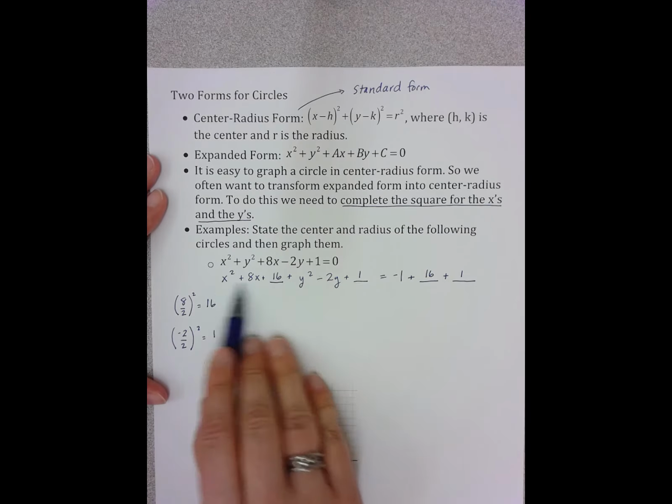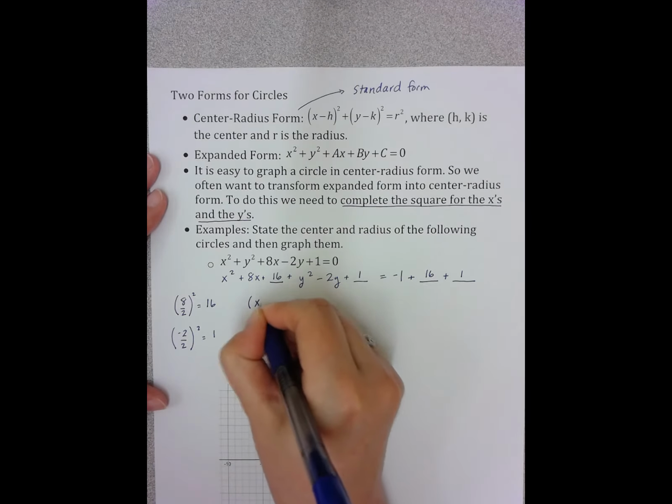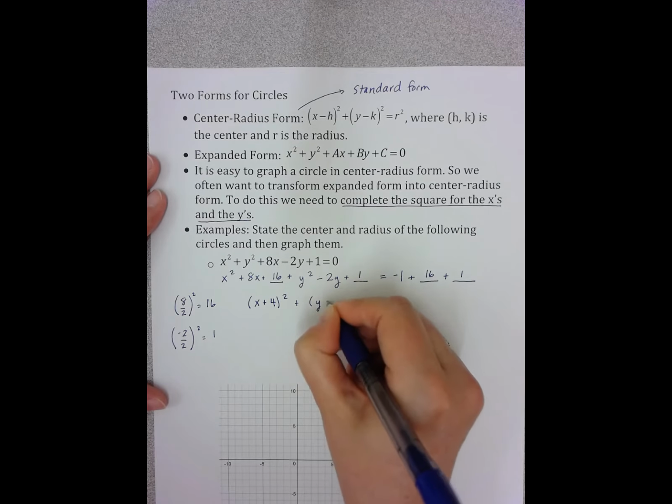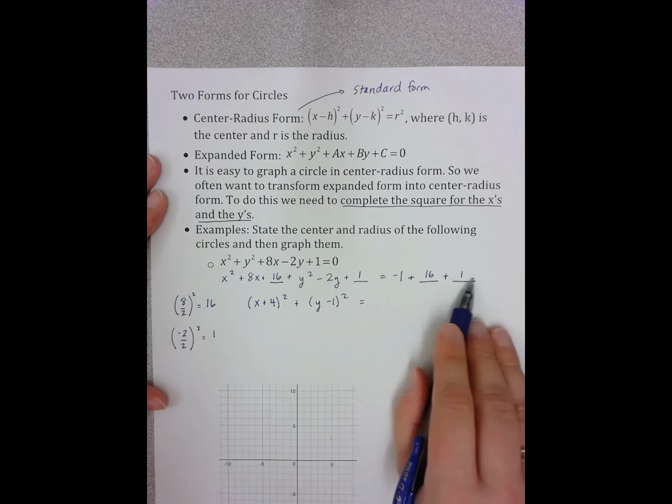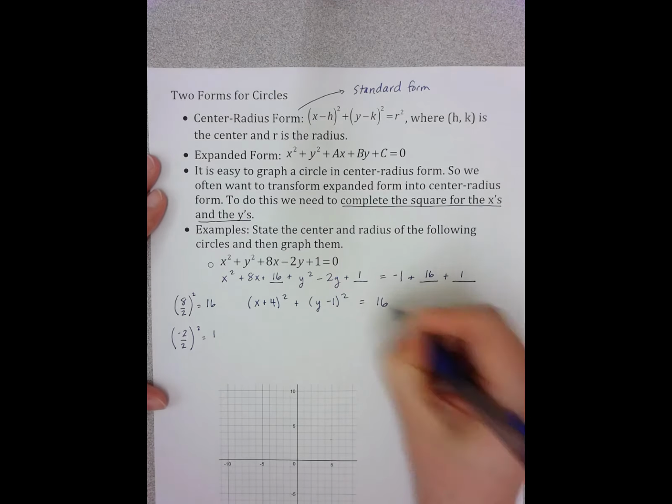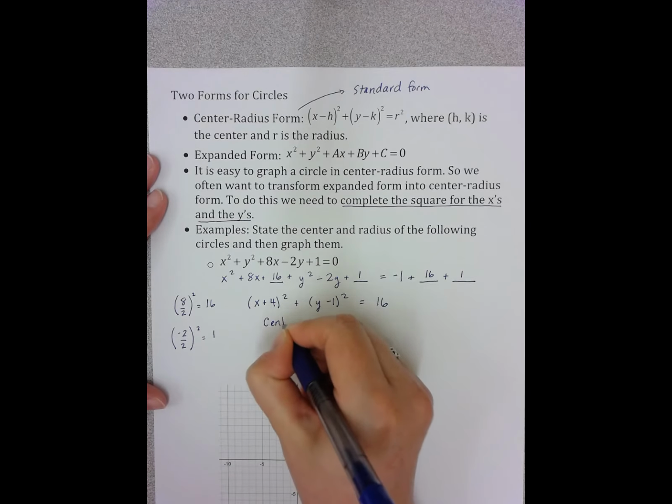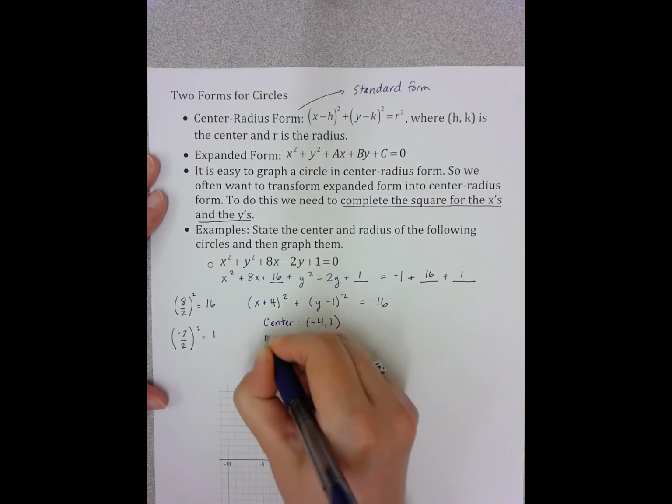I now can write this as a perfect square. I can factor it. So that's x plus 4 squared plus y minus 1 squared equals, and then I simplify this. The 1's cancel because one is positive, the other is negative, so I get equals 16. I now am in center radius form, or as the book calls it, standard form, which means I can write the center and I can write the radius.